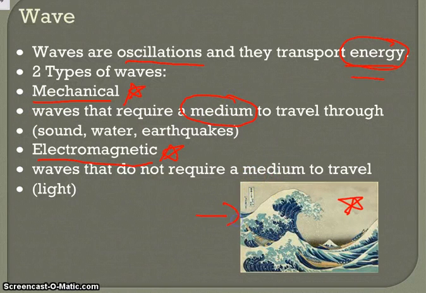So over here, an ocean wave, the medium would be good old H2O, some water. Sound waves travel through air. But electromagnetic waves, on the other hand, don't require a medium, so they can travel through empty space itself. So light waves can travel through empty space because they're electromagnetic, but mechanical waves, sound, water, and earthquakes, can't. They require that medium. So let's go on to talk more about mechanical waves.